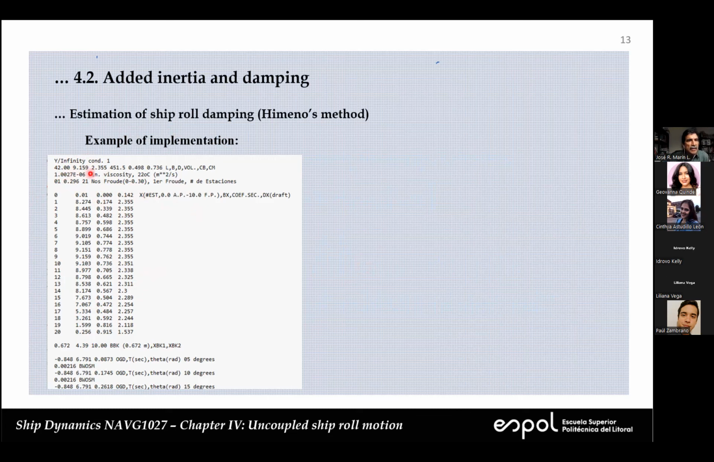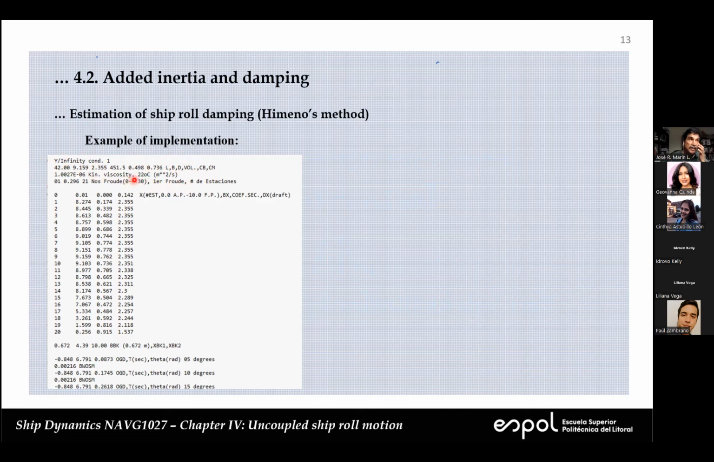Okay, so here, this is something that is quite useful. On the right-hand side, you see the name of each one of these values, the variable of each one of these values. So we have length, beam, draft, volume, CV, CM. And then here we have viscosity.